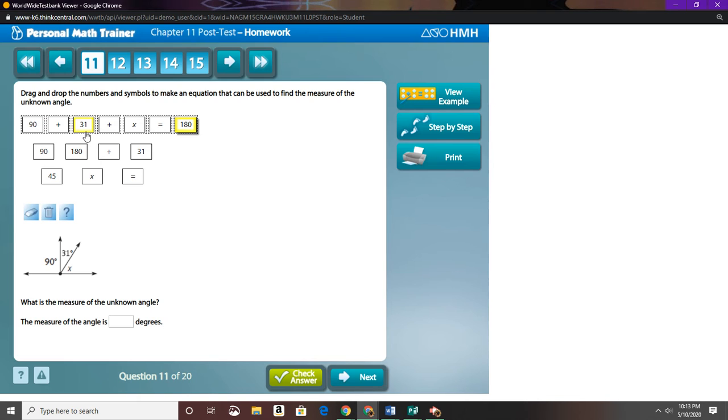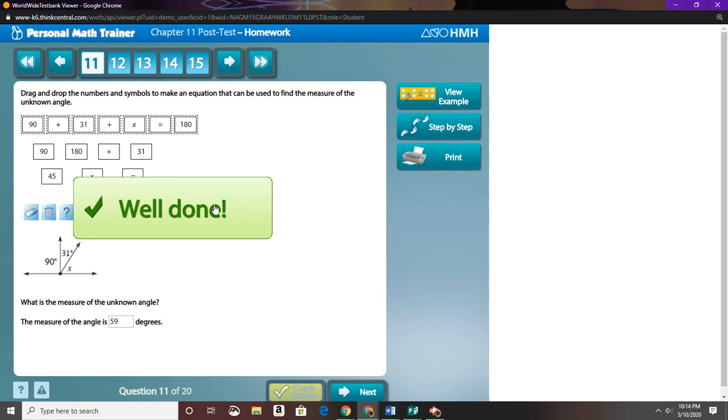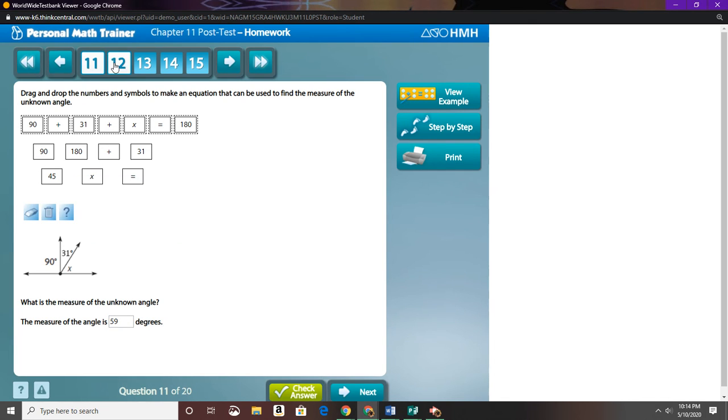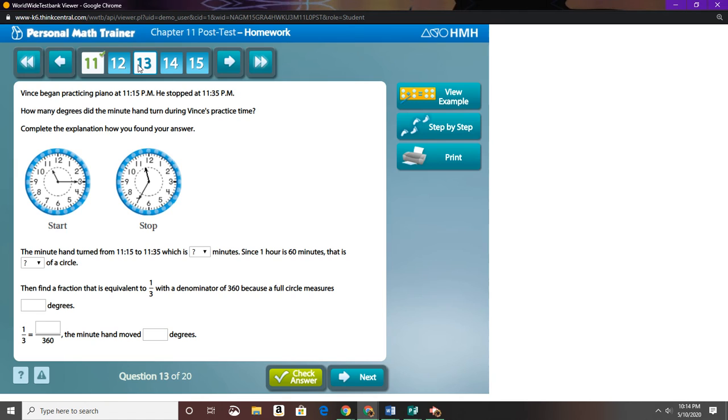So 90 plus 30 would be 120. That means 90 plus 31 is 121. 180 minus 121 is 59 degrees. Number 12, everybody got correct, so we'll skip to number 13. 8 people missed number 13.